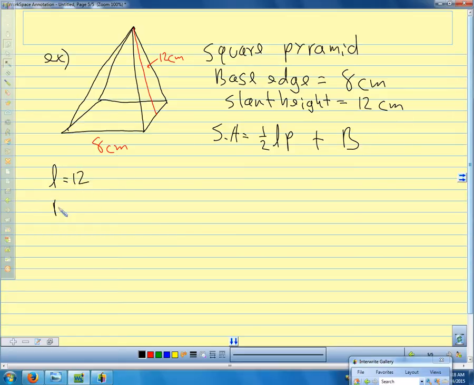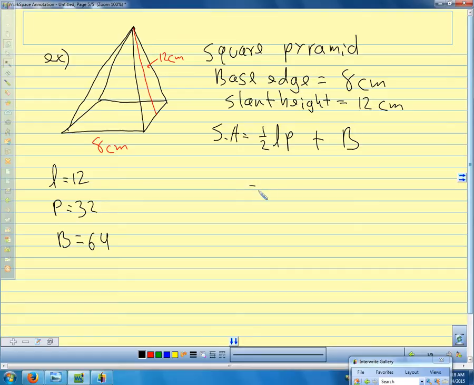What is P? What's the perimeter of the base? 32, and how did you get to 32? 8 times 4, it says that base is a square, so all the sides are 8 centimeters. 8 times 4 is 32. What's the area of the base? What is it? Someone said it. 64, 8 times 8. Length times width.